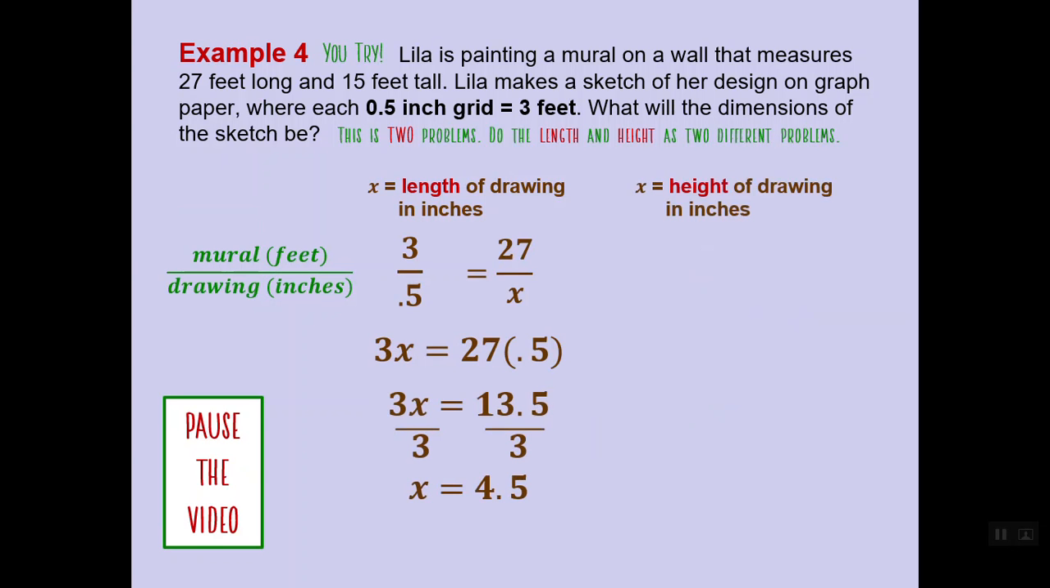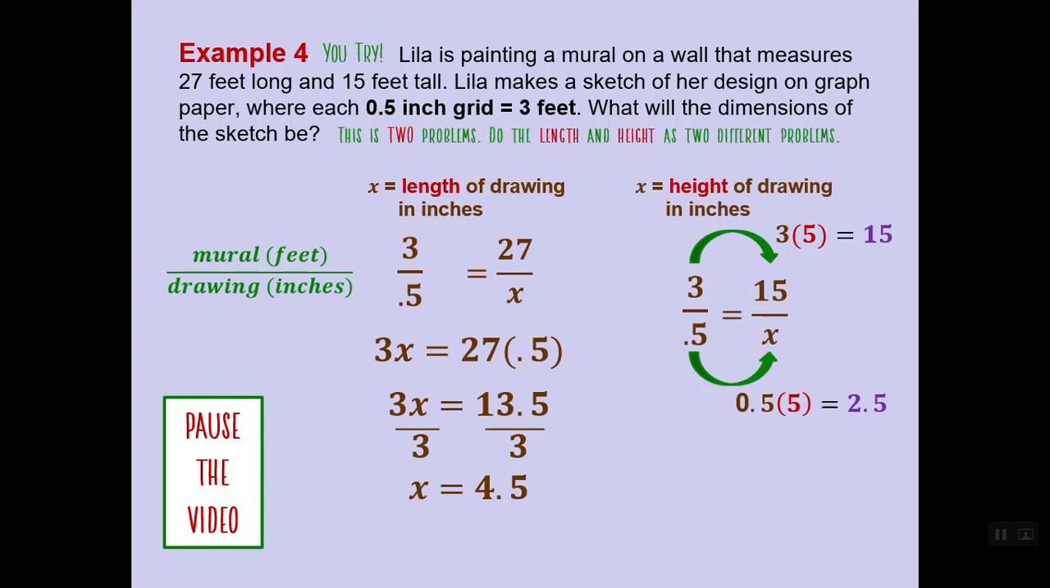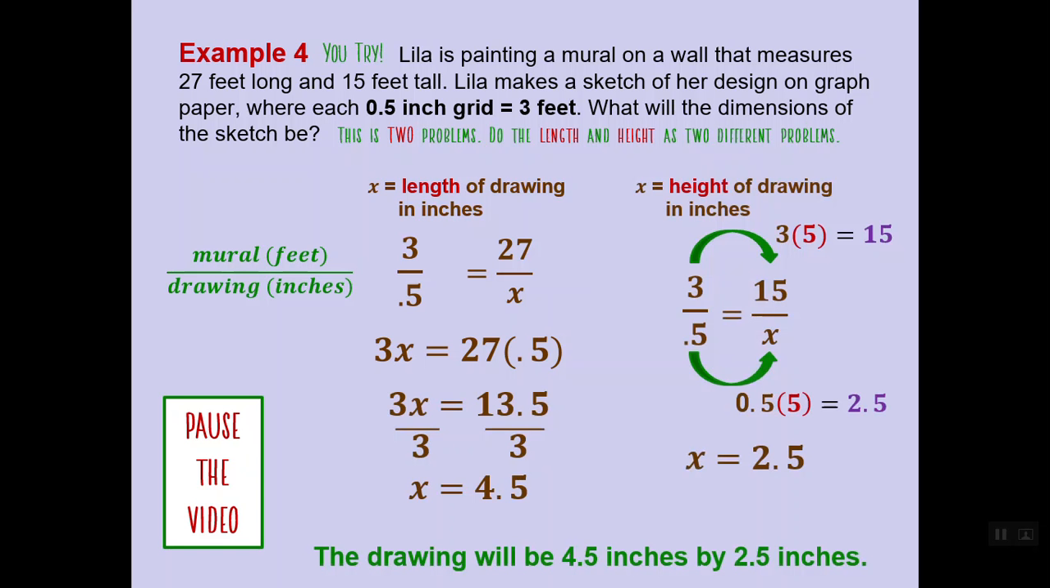Now we're going to do it all over again with the height. There's our ratio. We know this time the height is 15 feet. And don't forget, there's another way of solving a proportion. When you realize that the way to go from one numerator to the next is easy with multiplication. We can multiply 3 by 5 to get 15. So we can do that process to get our x value and do 0.5 times 5 equals 2.5. Therefore, we know x equals 2.5. So we can answer in a sentence, the drawing will be 4.5 inches by 2.5 inches.